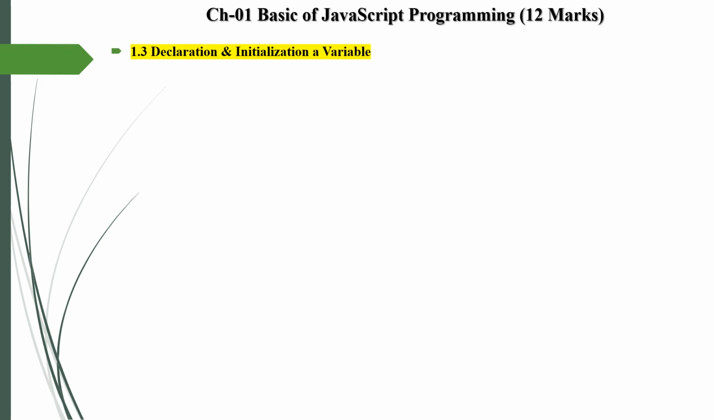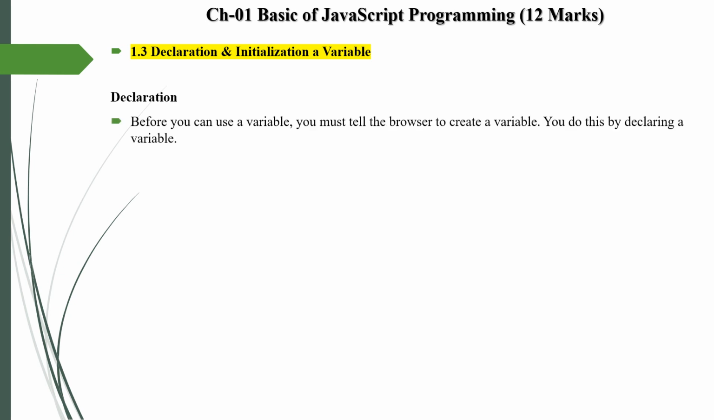Second, we see declaration and initialization of variable. First, we see the declaration. Before you can use the variable, you must tell the browser to create a variable. You do this by declaring a variable. So declaration is very important, because when you use it, the browser knows the variable.